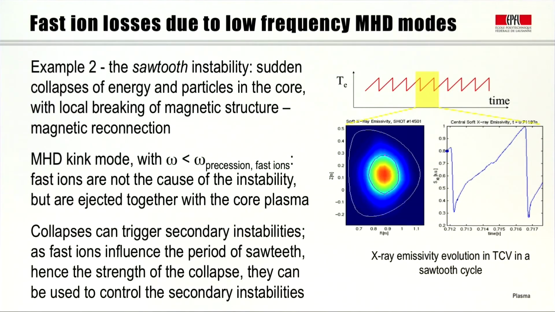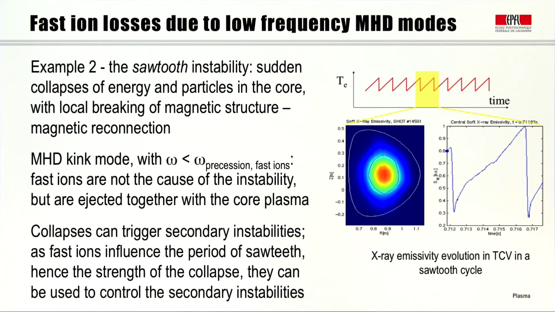It's a so-called sawtooth instability. This is an instability that leads to a series of sudden collapses of energy and particles in the core, represented by this shape, and that's why we refer to it as a sawtooth. In this case, I represented the temperature as a function of time.